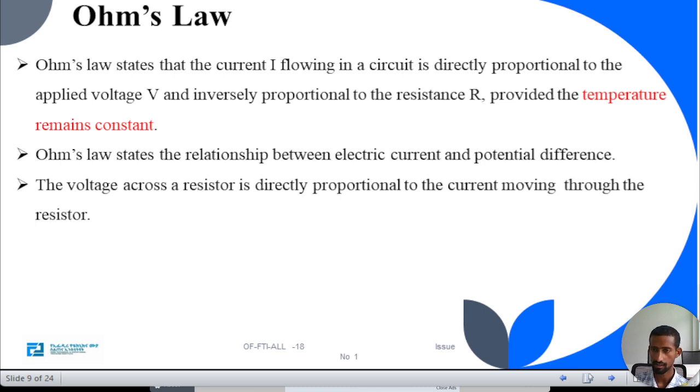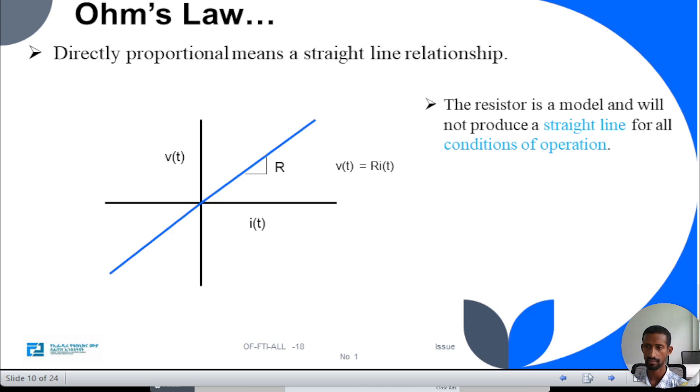Ohm's law states the relationship between electric current and potential difference. The voltage across a resistor is directly proportional to the current moving through the resistor. We can indicate this graphically like this. The resistance is a model and it will not produce a straight line under every condition of operation, but we have fixed that the temperature is constant.